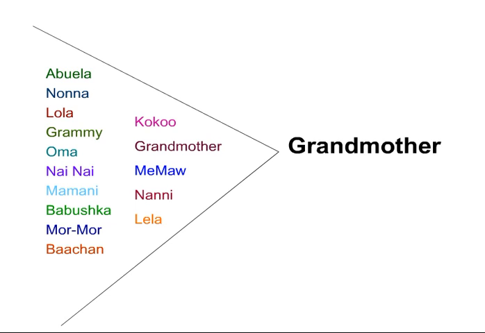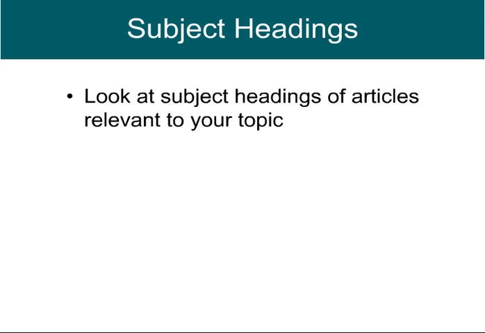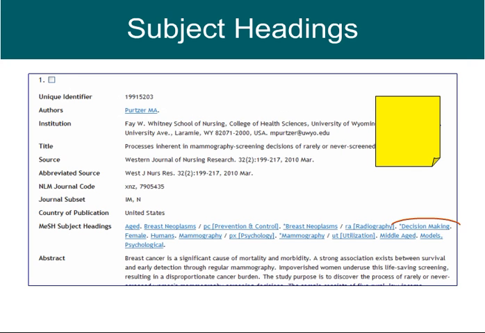What this means for you is that your article searching becomes much easier if you can use the database's word for your topic idea. It saves you from having to guess at all of the possible ways authors might refer to that idea. So, how do you find out what subject headings a database might use to refer to your topic? One way is to find articles that are relevant to your topic and then look at the subject headings that a database has assigned to them. For example, like this.